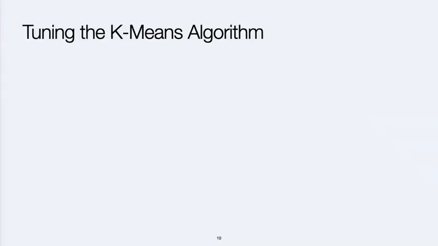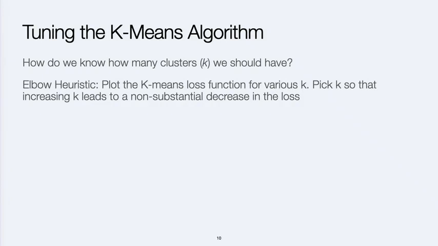So now let's talk about tuning the k-means algorithm. K-means can work really well, but it needs to be tuned very carefully. The most important and most common question to ask is how do we know how many clusters k we should have? In my previous example, I assumed that k is equal to 2, but could we get a better clustering if we had 3 clusters or 5 clusters and so on? How do we know how many clusters we should have?